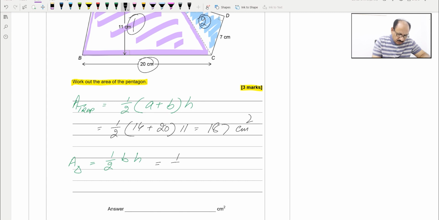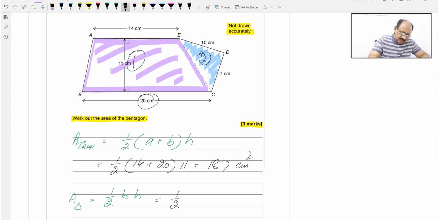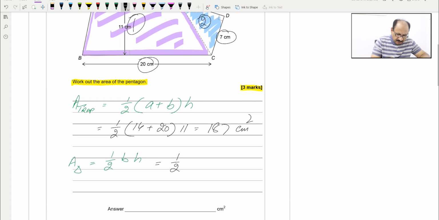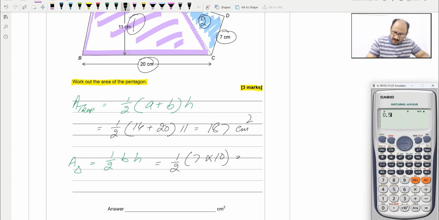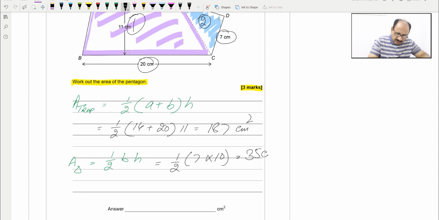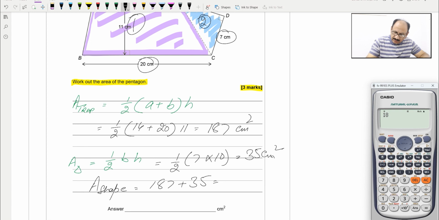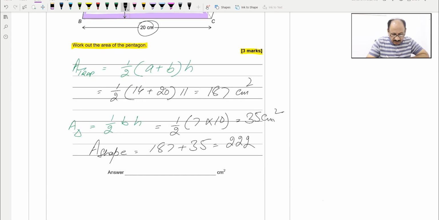So half into base into height is the area of a triangle. If we replace the values, it will be half into base 7 and height 10, so 0.5 into 7 into 10, which results in 35 centimeters square. And finally the area of the shape will be equal to 187 plus 35, which is 222. This answer we can write as 222 centimeters square.